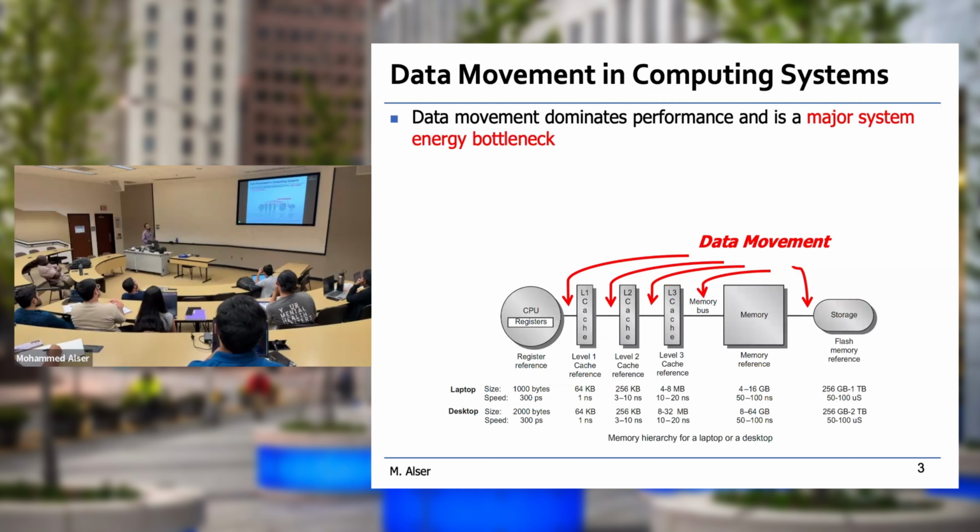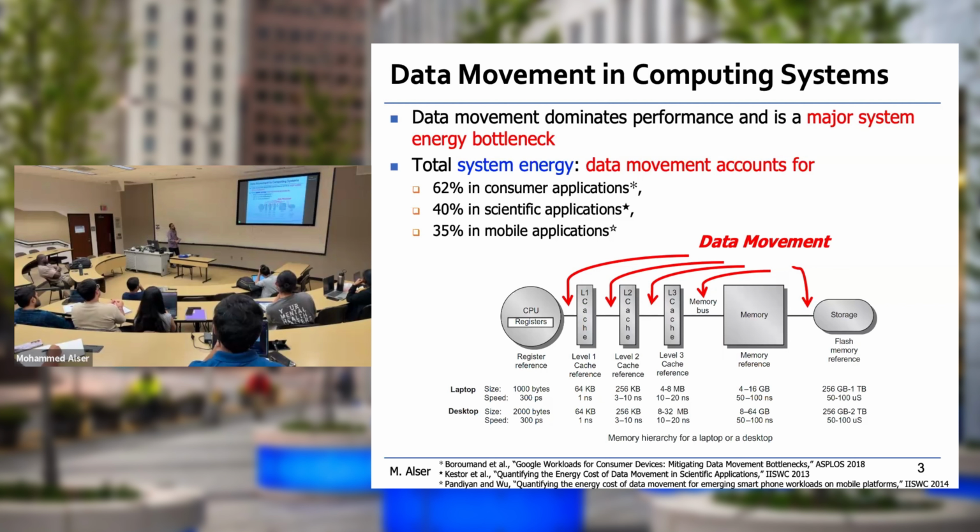Data movement in today's computer systems really dominates the performance and is a major system energy bottleneck. What does it mean? It means the main goal of those computing systems is to compute, right? However, when we look at the total energy spectrum, we see that moving the data is consuming most of the energy spent in those systems. Although the main purpose is to do the computation, data movement is dominating the entire system.